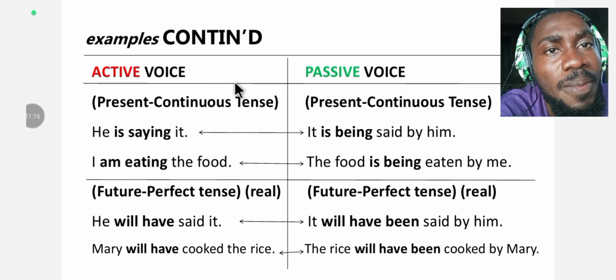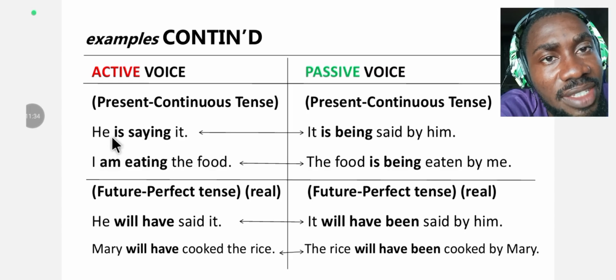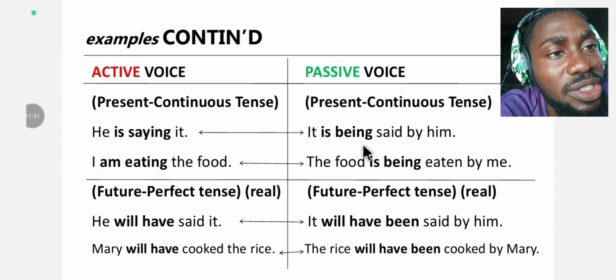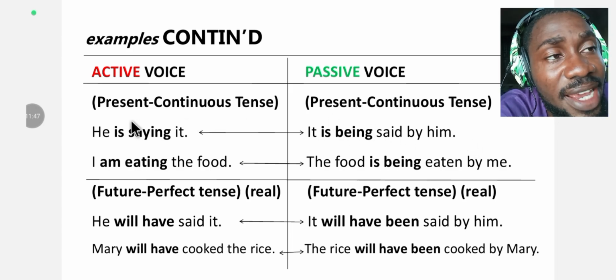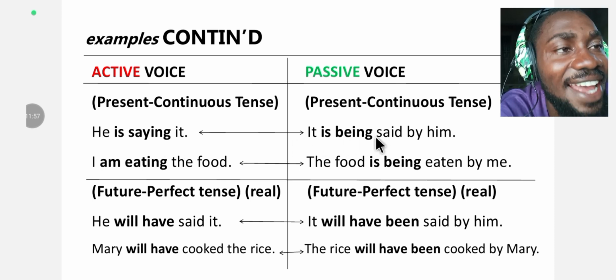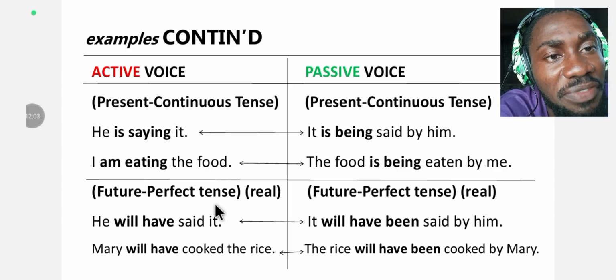Moving on to the next examples. On the left-hand side of the table, we find the active voice. The tense there is present continuous tense. He is saying it. This is a simple present continuous tense. Let's convert this, he is saying it, to a passive voice: it is being said by him. Can you see the form of being used? B-E-I-N-G. It is being said by him. The same simple present continuous. Is saying, is being, ing form. Continuous tense. Tense maintained.